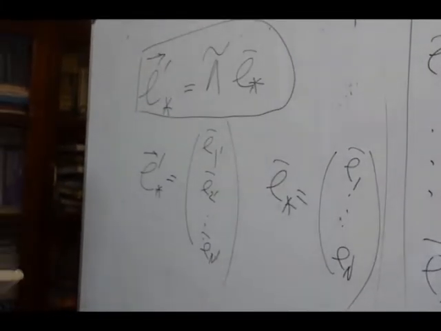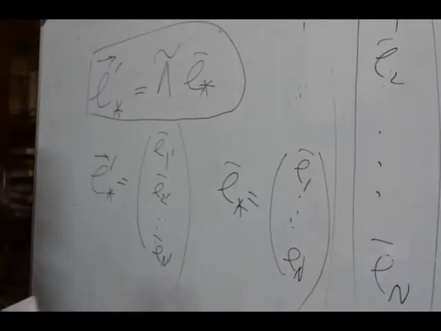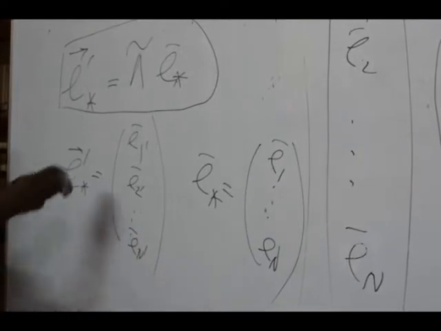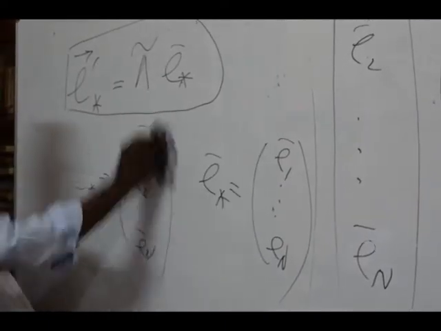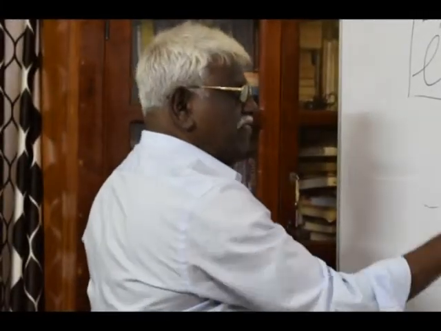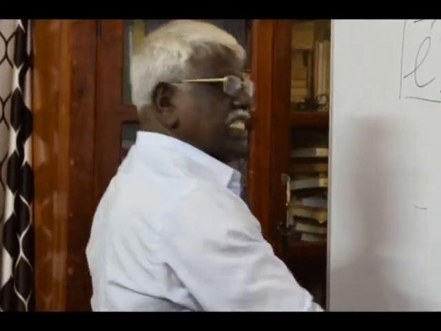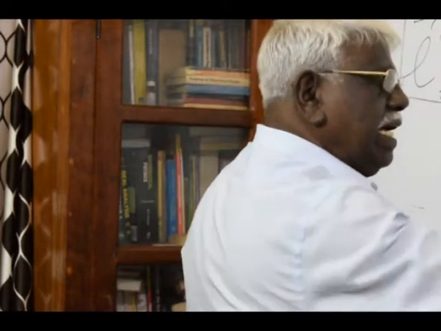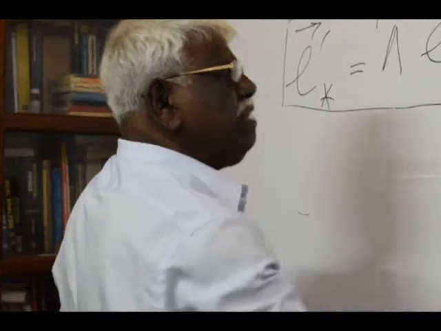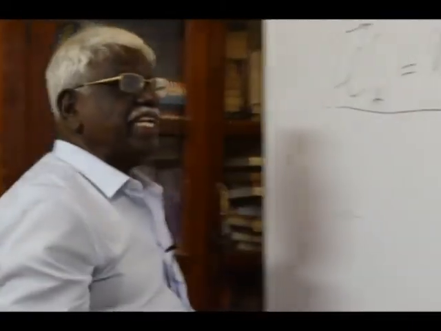Now, consider the transformation of components, the contravariant components of the vector A. We christen them contravariant in anticipation of the future development of tensor theory. So, the transformation of contravariant components of vector A.